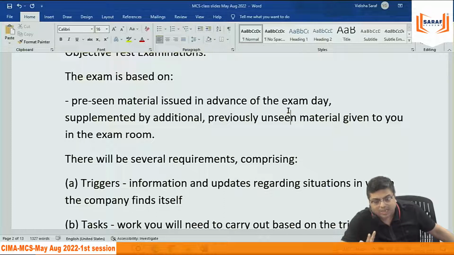be released only two times in a year. One for May and August together. Then again for November and February together. That means the pre-seen material which will be used for May exam, the same pre-seen material will be used for August exam. Then for November, the pre-seen material which will be released in October beginning, that will be used for February exam. Since 2020, we are teaching the live case study classes only twice in a year.